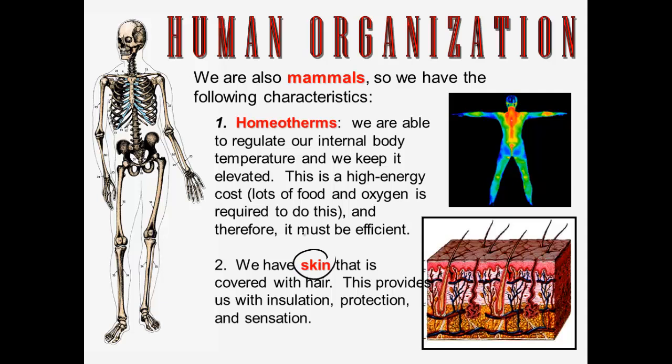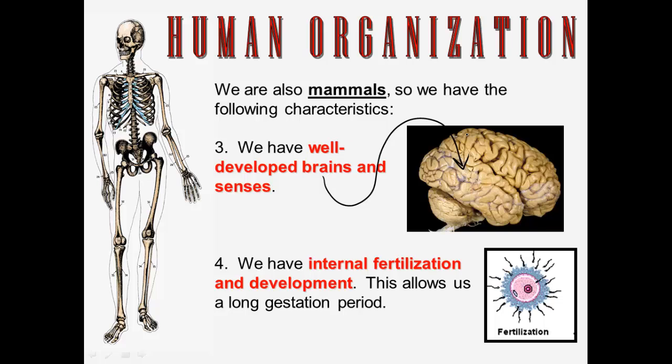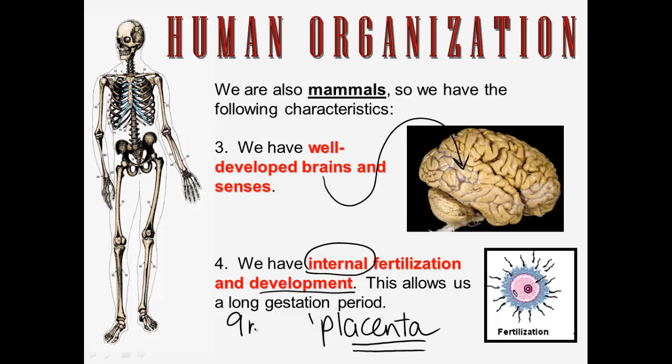We also have skin, so mammals have skin that is covered with hair or covered with fur, and in humans, obviously, that's hair. And that hair and skin help to insulate us, they help to protect us, and of course they give us sensations. We also have well-developed brains that are about 7 times the size you would expect to find with our body size. And we have internal fertilization, and offspring develop inside our bodies, and it does that because we have a placenta. So there's a very long gestation period. For humans, that's 9 months, of course.